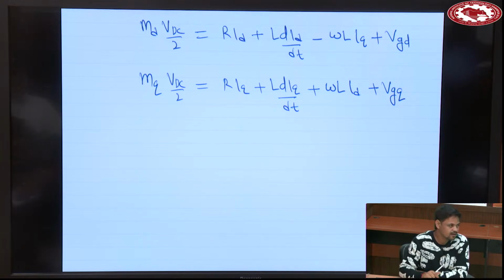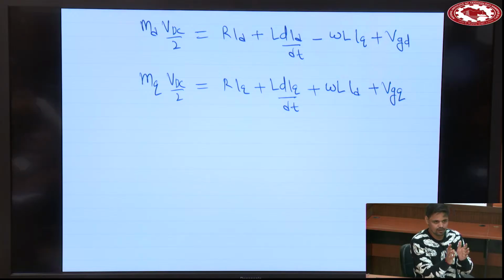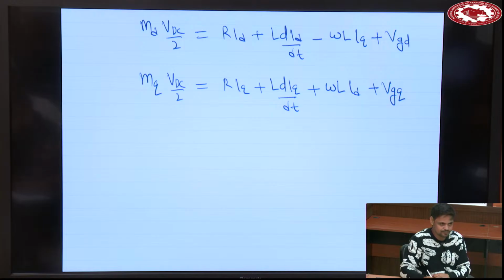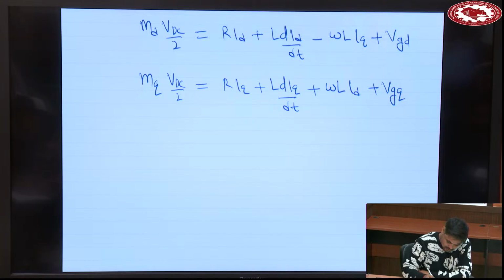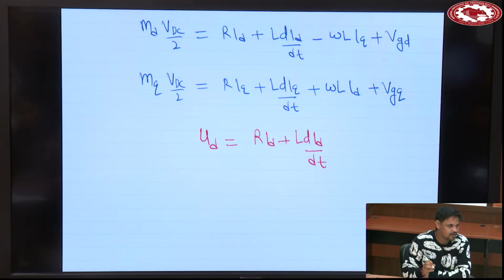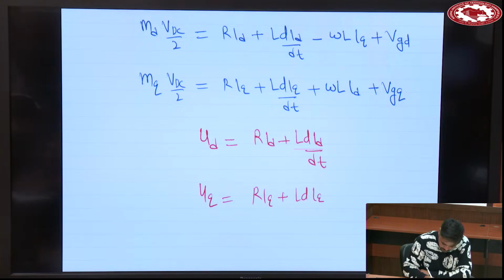These equations are not independent. If you see, in the D component, Q component is coming, and in Q, ID is there. So this coupling is there, cross coupling is happening. To design an independent controller for D and an independent controller for Q, you have to remove this coupling term, and these coupling terms are added as a feed forward. How is it done? They assume that the compensator is going to give UD, and UD is going to be RID plus L DID by dt. Here it is not depending on IQ. Similarly, UQ will be RIQ plus L DIQ by dt.